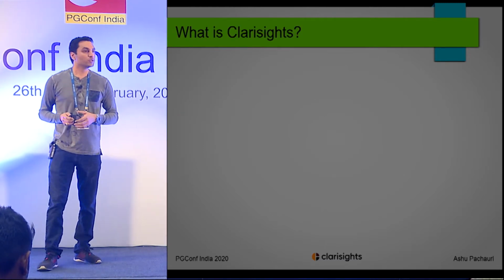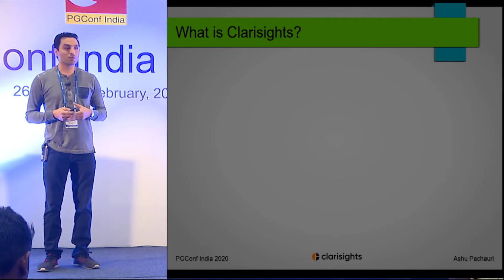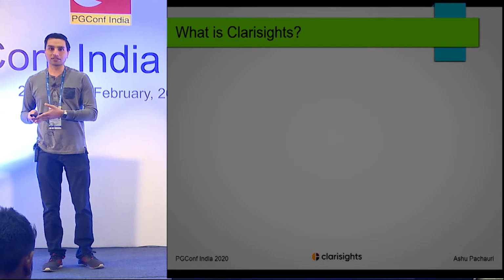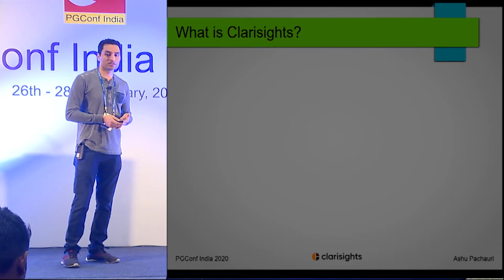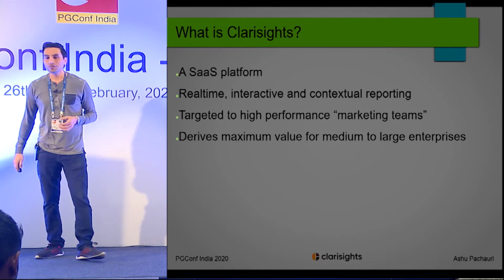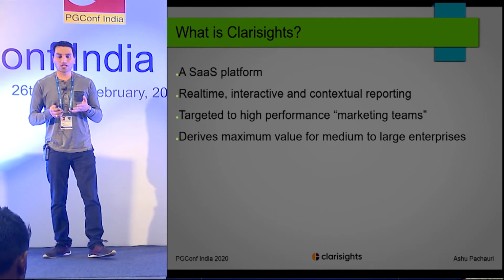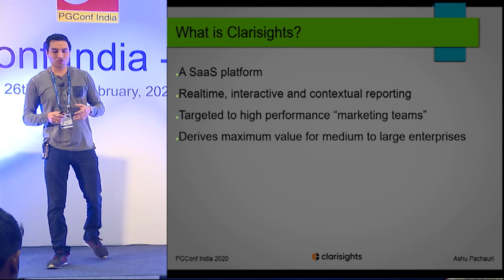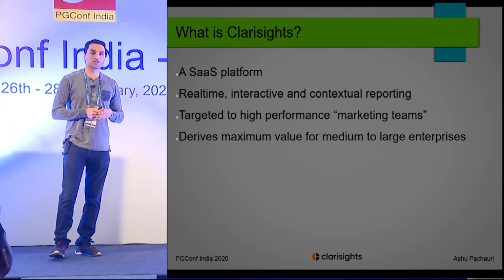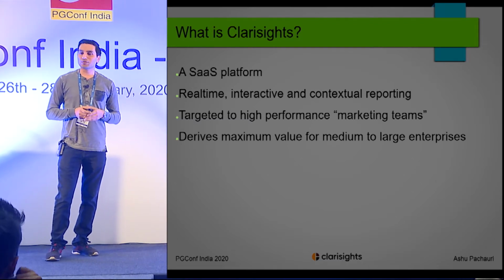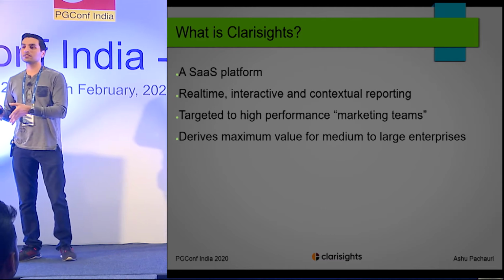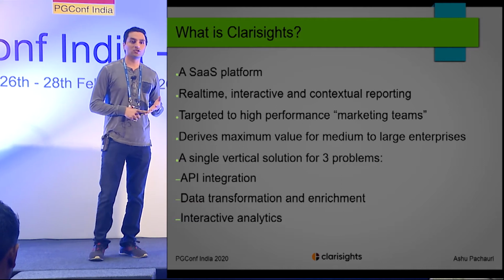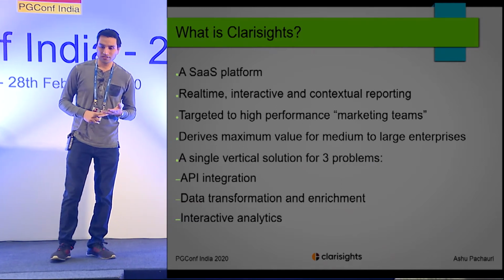Before I go into how you scale PostgreSQL, let's first understand how PostgreSQL is being used at Clarisights. For that, we need to understand what Clarisights is about. It's a SaaS platform for real-time interactive contextual reporting. That's the exact sentence I just copied from our website. But what it means is that we are targeting performance marketing teams to derive the maximum value out of the large data sets that they get from marketing reports. It's a single vertical solution to solve 3 problems in a single product.